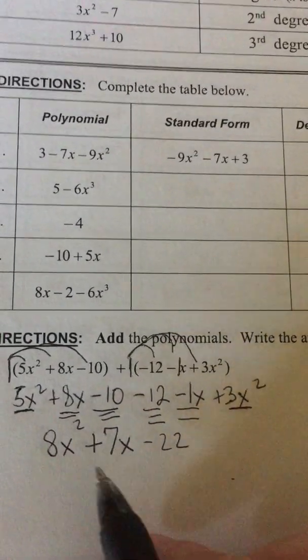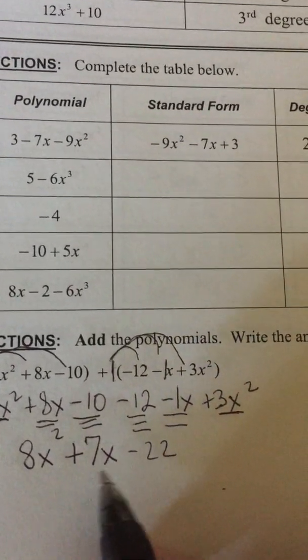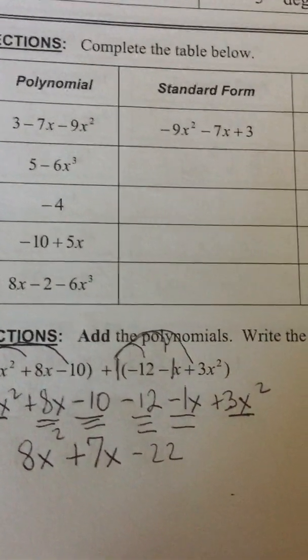So now I have 8x squared plus 7x minus 22. Are any of these three pieces like terms? No, they are not. So that is your final answer. That's as far as simplified as you can get.